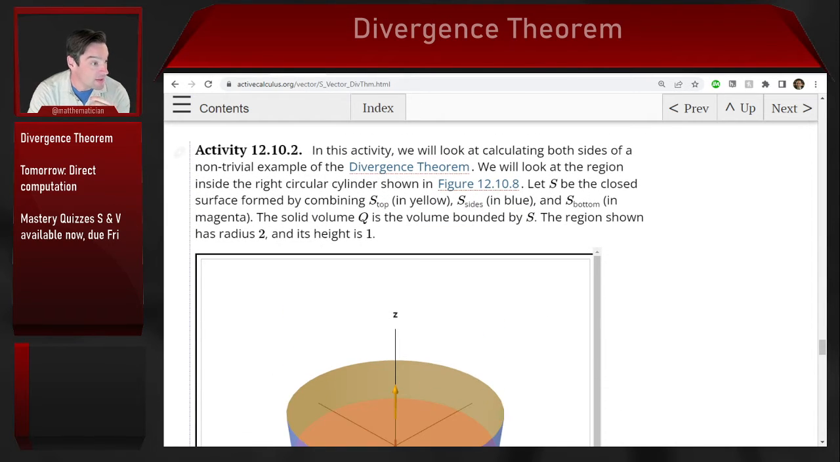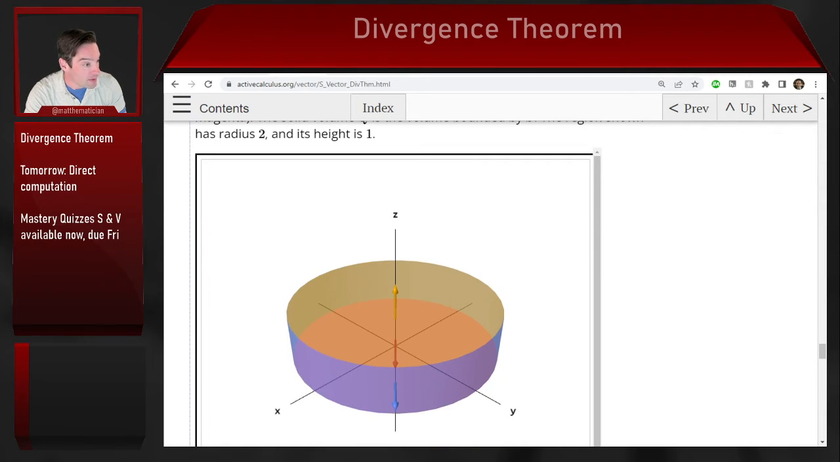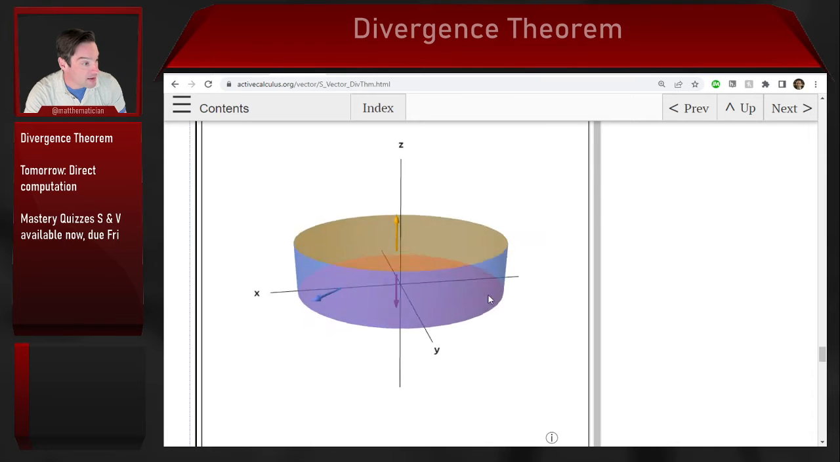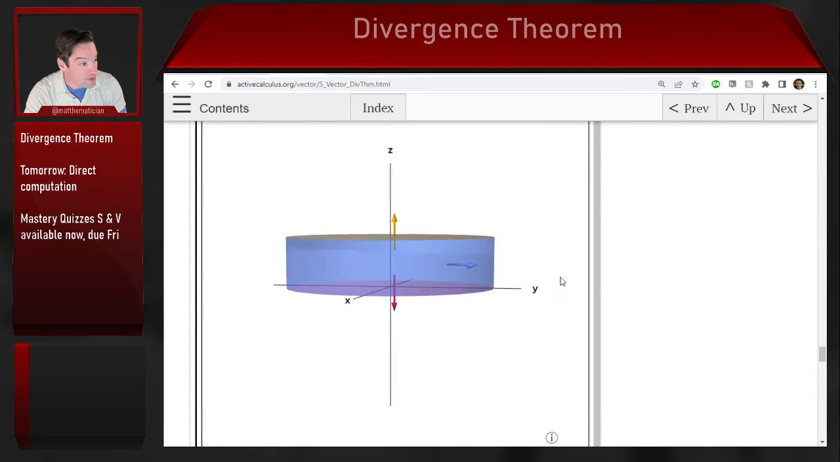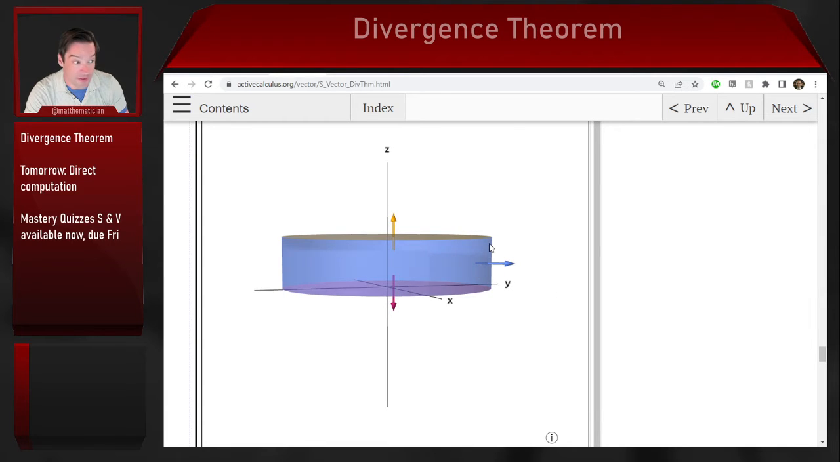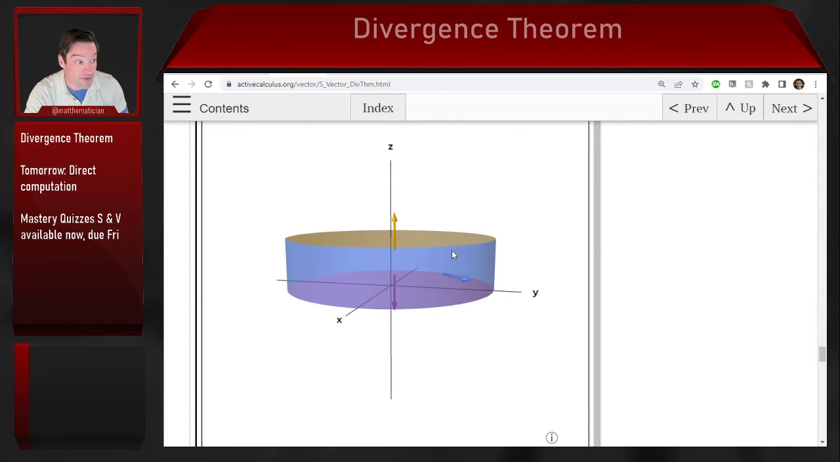So in this activity, we've got a cylindrical surface, and this time it's a closed surface, so it includes the soup can label portion that's around the outside. It also includes the circular lids on the top and the bottom, right? So that makes it a closed surface. The radius is 2 and the height is 1, so they've embedded a nice little visualization right here in the text for us. Notice that they've also labeled the outward directions. That's something that is going to be important for us tomorrow.